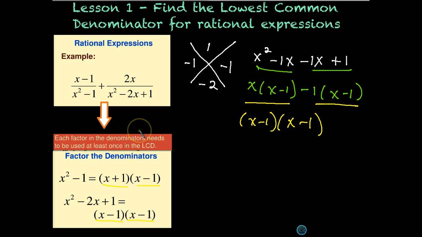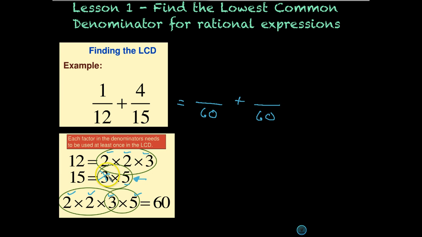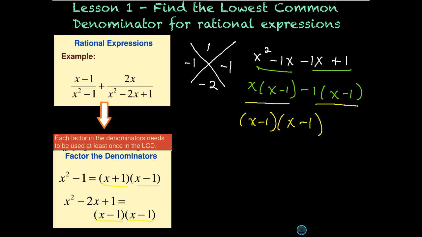So now we have factored our denominators just like this first example here using fractions. So what do we do next? Now we have to find the least or the lowest common denominator. Okay, so remember what I said. Just take the first one. It doesn't matter which one.